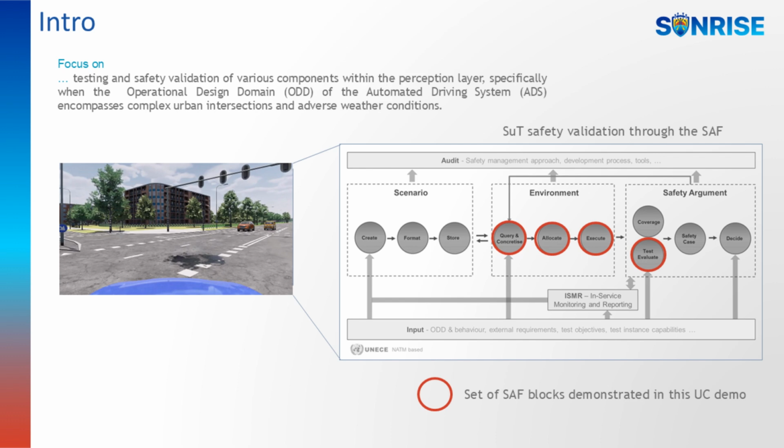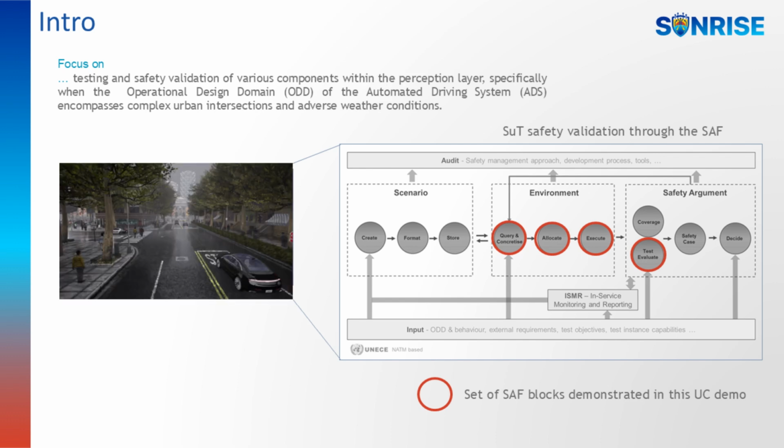This use case focuses on the testing and safety validation of various components within the perception layer, specifically when the operational design domain of the automated driving system encompasses complex urban intersections and adverse weather conditions. This use case covered 4 of the safety assurance blocks.